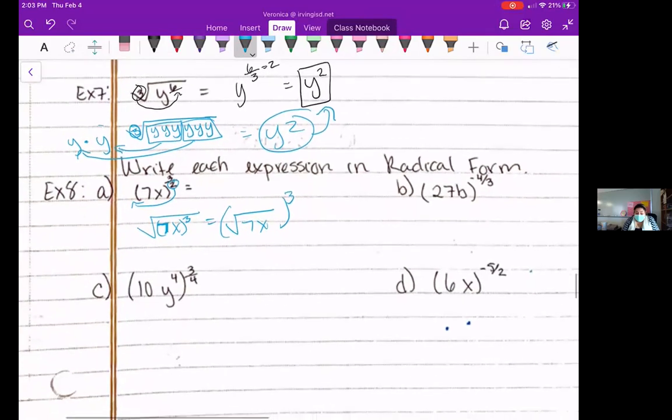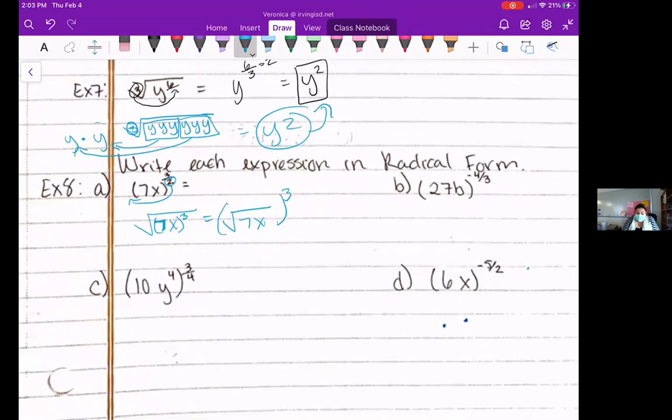Now, I could simplify this, right? So this is one I should have written smaller. So inside our square root, we have 7x times 7x times 7x. Well, you would notice that you have 2 groups of 7x's. So you can take one of these out. So this would equal 7x times the square root of 7x. Sorry.